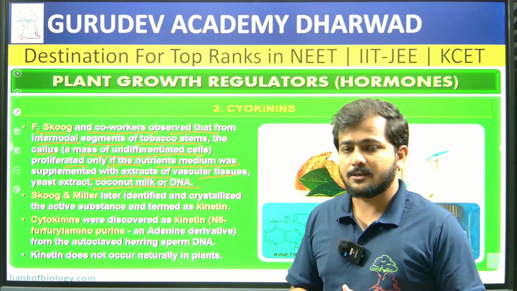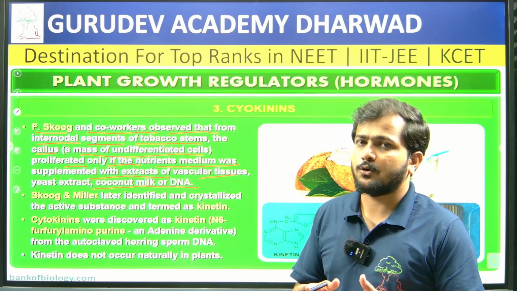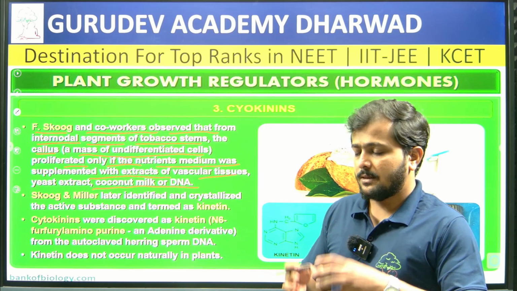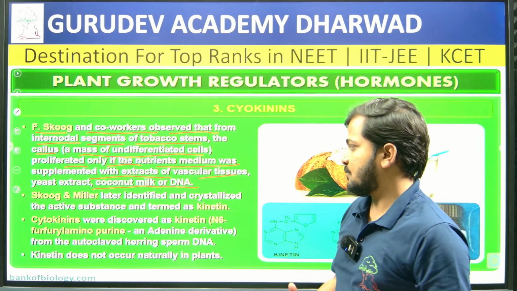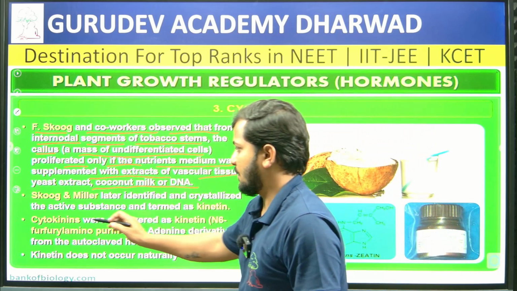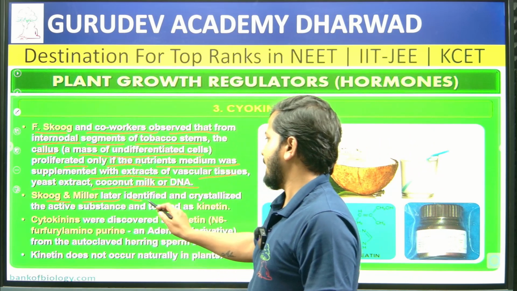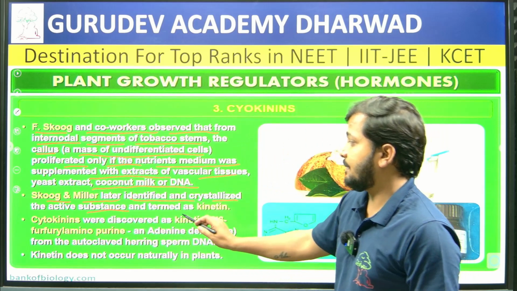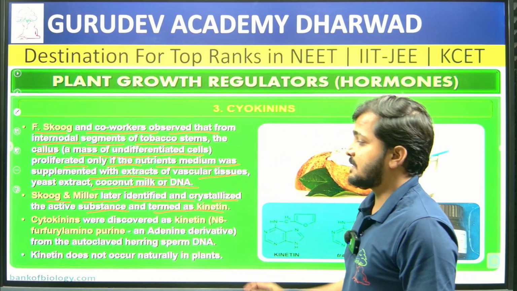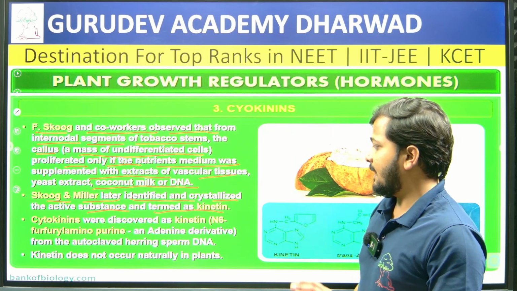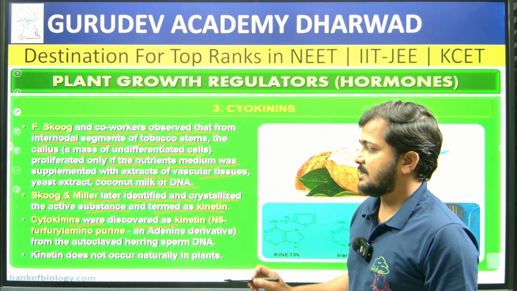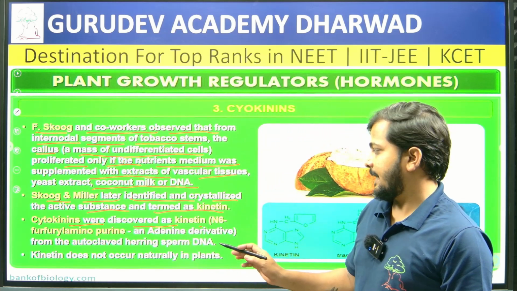So this callus, which has grown from the tobacco plant, if it is provided with nutrition, then definitely it is going to differentiate into a plant. That is what they observed. Skoog and Miller later identified a crystallized active substance and termed it first as kinetin. Later, cytokinins were discovered. First they discovered it as kinetin, right?